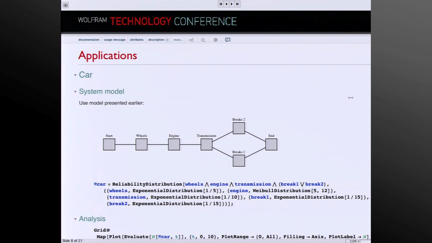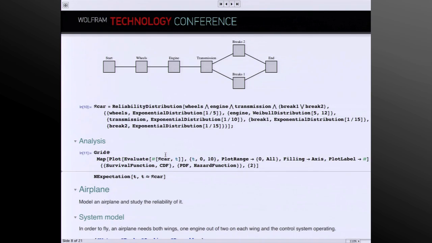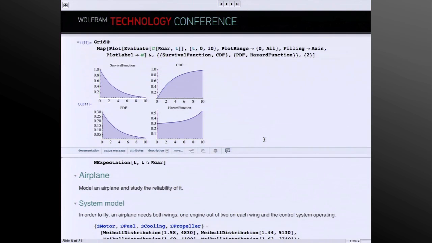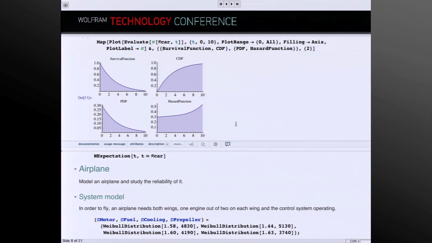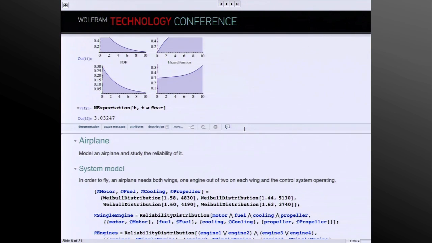Now, let's go back to our car example and feed this into reliability distribution. So I'll use that Boolean expression, and I'll also add different lifetime distributions for each component. And let's calculate a couple of functions here. So the survival functions, CDF, PDF, and the hazard function are, of course, all there and readily available. And we can calculate the mean time to failure, and it just so happens to be 3 years for this car.